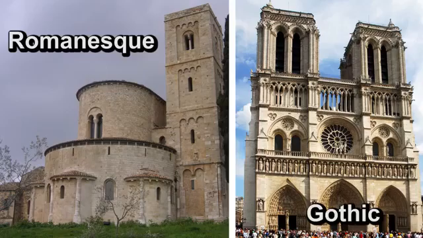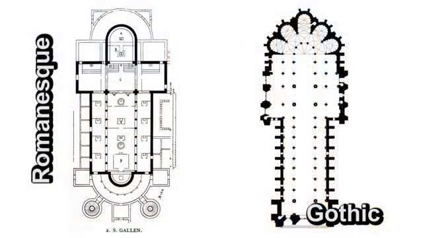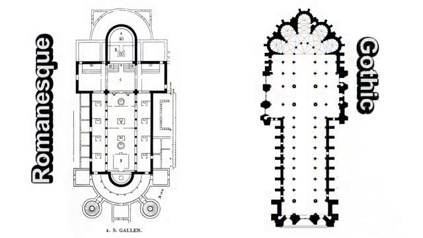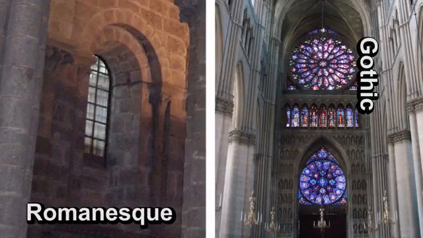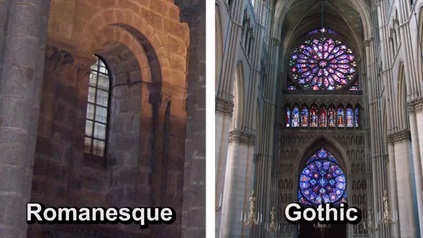Gothic were strikingly tall. Romanesque had separate areas. Gothic had one integrated space. Romanesque had limited light, but Gothic cathedrals were flooded with natural light.